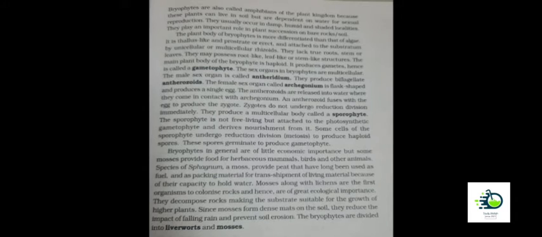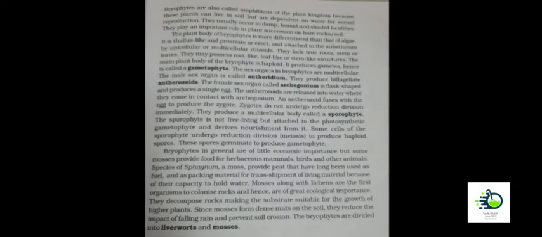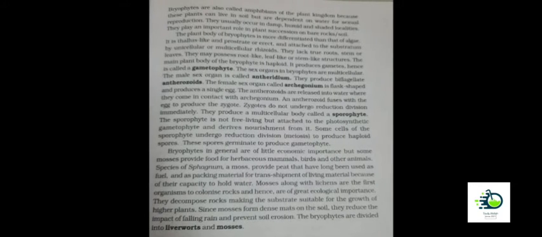They may possess root-like, leaf-like or stem-like structures. The main plant body of a bryophyte is haploid and produces gametes, hence it is called the gametophyte. The sex organs in bryophytes are multicellular. The male is the antheridium, producing biflagellated antherozoids, and the female is the archegonium, which is flask shaped and produces a single egg.